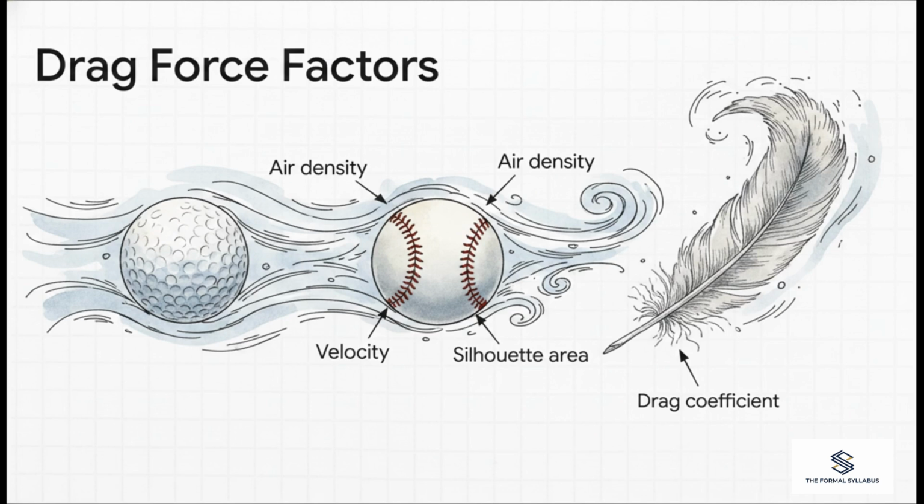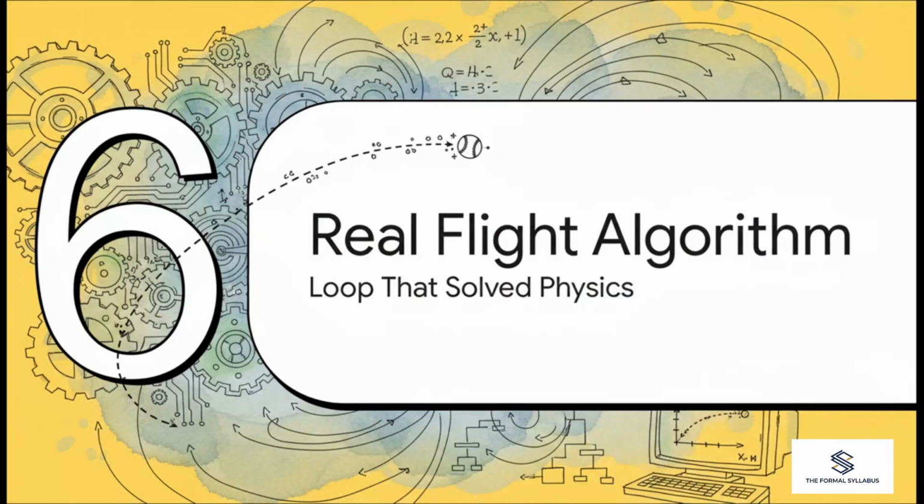This is exactly why a smooth golf ball, a stitched baseball, and a feather all behave wildly differently in the air. And it's why the sports industry spends millions of dollars optimizing the exact drag coefficient of their equipment. Finally, drag is proportional to the square of the velocity, meaning the faster you go, the exponentially harder the air pushes back. And finally, Section 6, Real Flight Algorithm, the loop that solved physics.